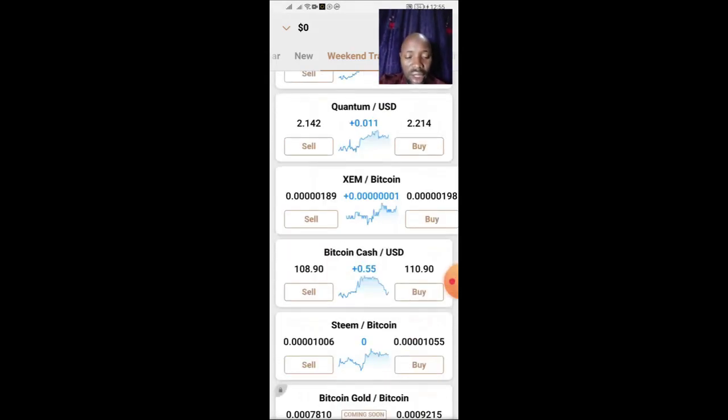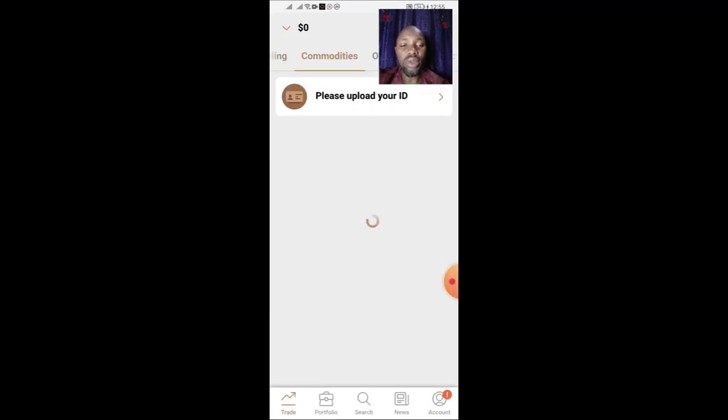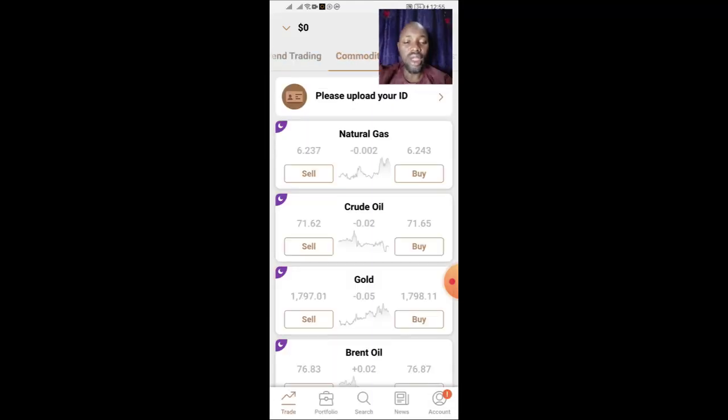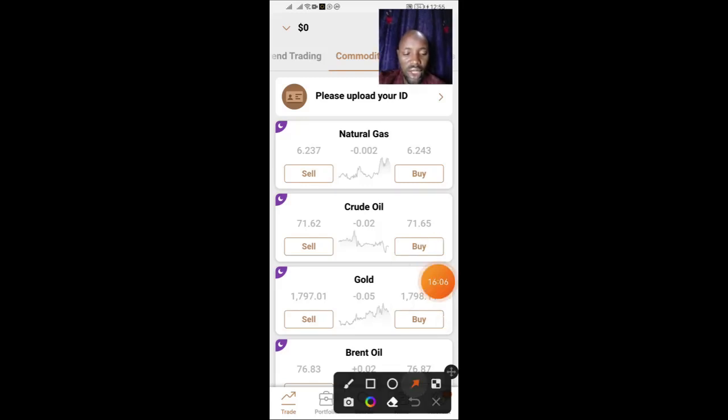So now when we come down to commodities, I want you to get what we mean by commodities. Now you look at the kind of commodities you can trade online. You see, we have natural gas. You can trade on natural gas. We have crude oil. You can also trade on crude oil. You can also trade on gold, and you can also trade on Brent oil, and a lot more of them. You see, you can trade on silver.